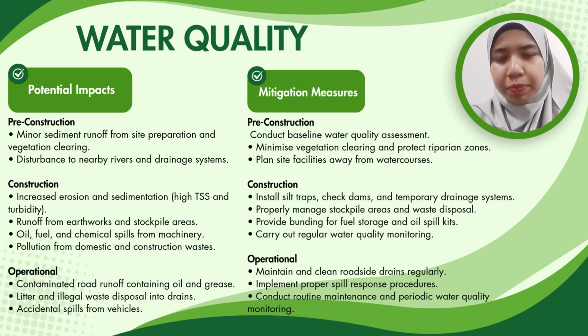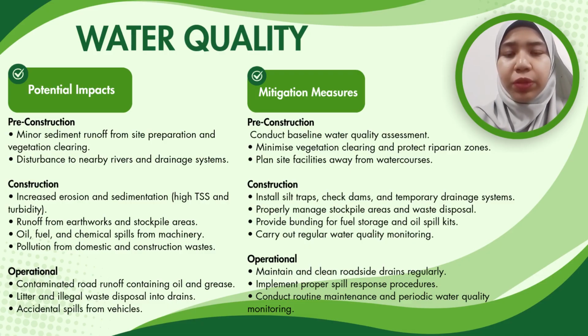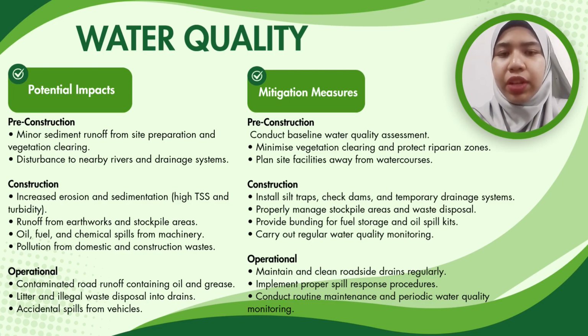To minimize the impact, several mitigation measures are proposed. These include installing silt traps and temporary drainage systems, implementing proper waste and stockpile management, providing spill control measures for fuel and chemicals, and carrying out regular water quality monitoring. In the operational phase, routine maintenance and cleaning of roadside drains are also important to ensure the long-term protection of nearby water resources. Overall, with proper mitigation and continuous monitoring, the impacts on water quality can be effectively controlled and maintained within acceptable environmental standards.